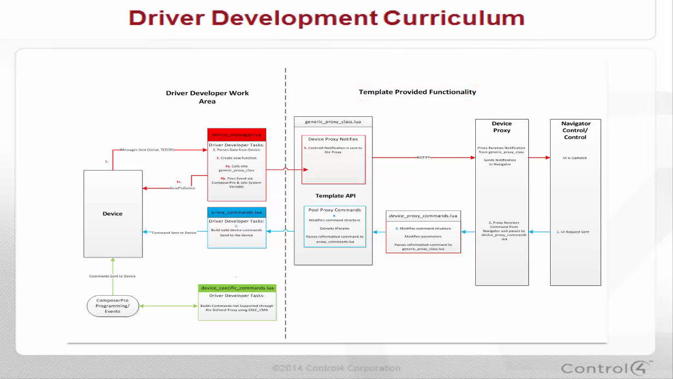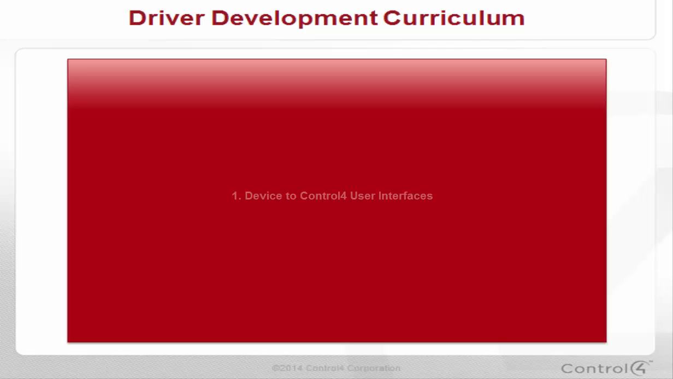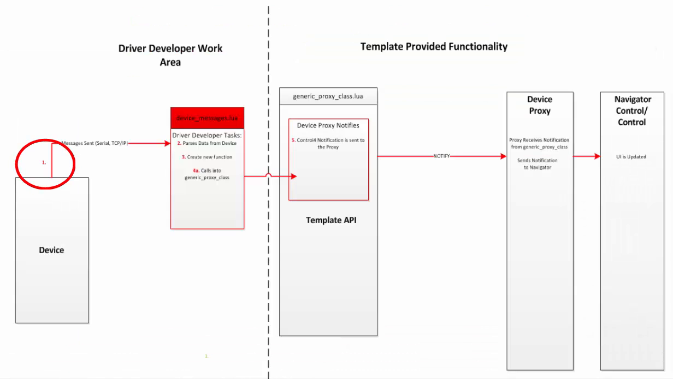Also, in this area, we can see the device proxy as well as a representation of a Control4 UI. Now that we have a feel for the layout of the diagram, let's use our first data flow example and see how a c4z driver template handles communication between a device and Control4 user interfaces. We'll start at the left with item number 1.